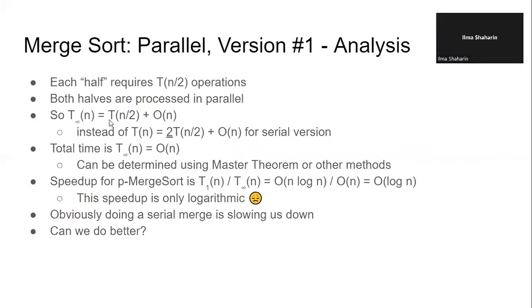One subproblem. Now we really do have two subproblems, but the reason we write one there or don't write anything is because the two subproblems are being solved simultaneously, right? So from the perspective of how much time is going by, they're happening at the same time. Okay, so anyone know how to solve this recurrence?